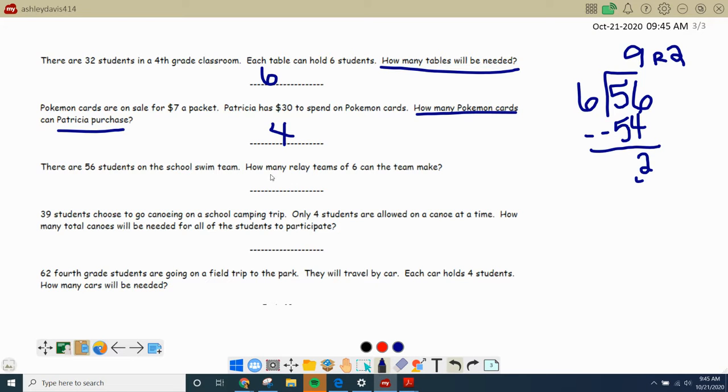But let's look at our question. How many relay teams of 6 can the team make? So that's similar to asking how many full teams do we have. We're not saying we're leaving these students off of a team, but they want to know how many teams of 6 we can make. Well, we made 9 teams of 6, and there'll be a team of 2 or whatever. So there'll be 9 teams of 6. Those are how many full teams we had. All right, 9. All right, let's do the next one.